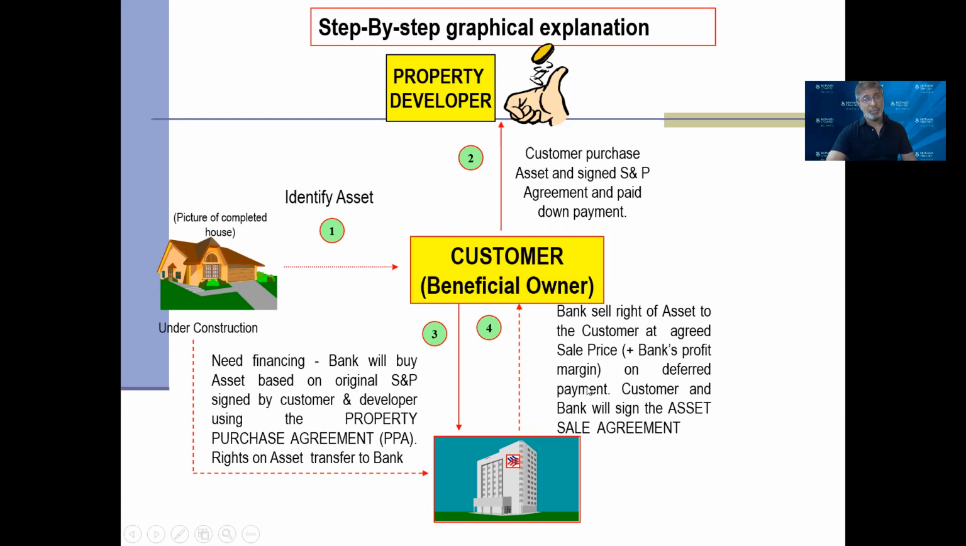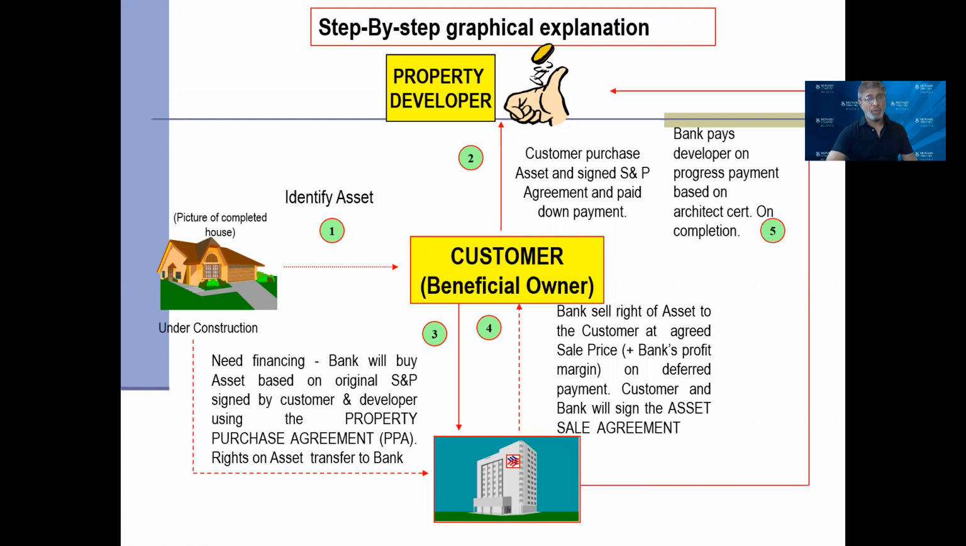Now, the property developer needs the money, so the bank will pay them. So as you can see, number five, the bank will pay the developer on progress payments, usually three payments. And then the developer already gave the house, and he received his money in 2 years' time, whatever. Now we come to number six.